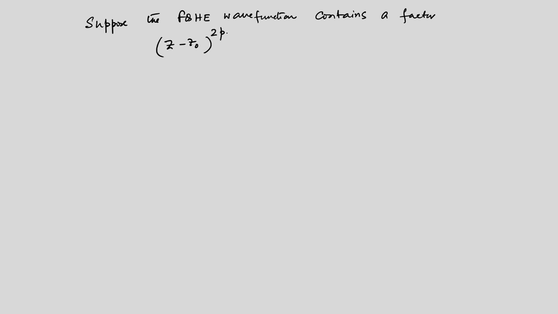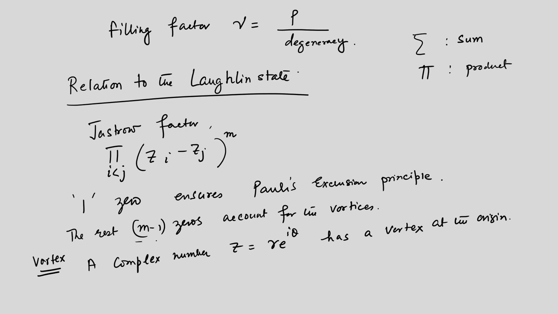And suppose the FQHE wave function contains a factor z minus z0 to the power 2p. We are writing m minus 1 as 2p so that p can be any integer, not only an odd integer. So 2p is an even integer. You see here that m is an odd integer, so m minus 1 is an even integer, and so we write that as 2p.